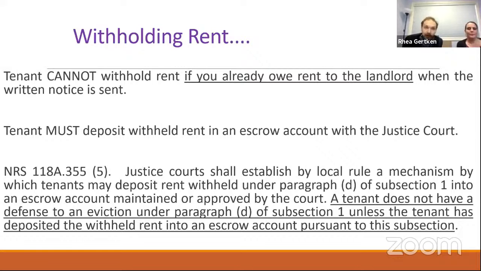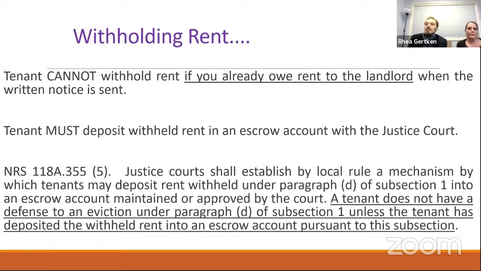Technically, according to the law, if you are withholding rent, you must deposit the withheld rent in an escrow account with the justice court. The justice court would be the justice court for your jurisdiction. Reno has a justice court. Sparks has a justice court. And the law does require that they have some mechanism to hold rent in escrow. So if you are withholding rent, that doesn't mean that you can just take it down to the store and spend it on groceries or spend it on other things.